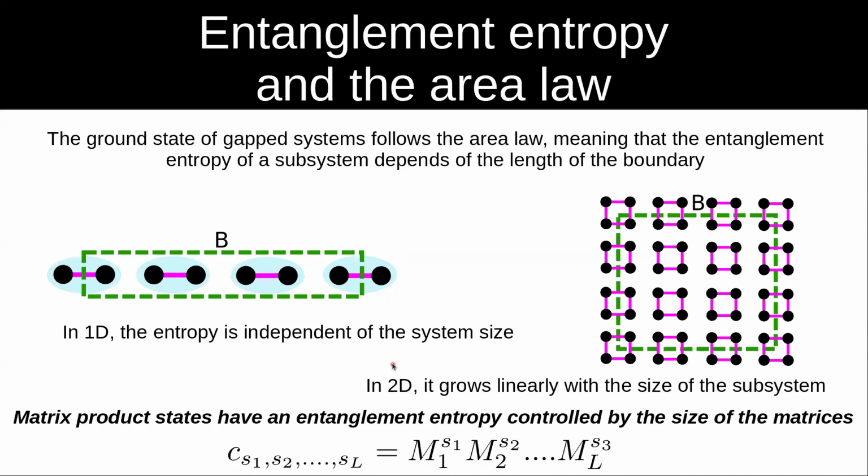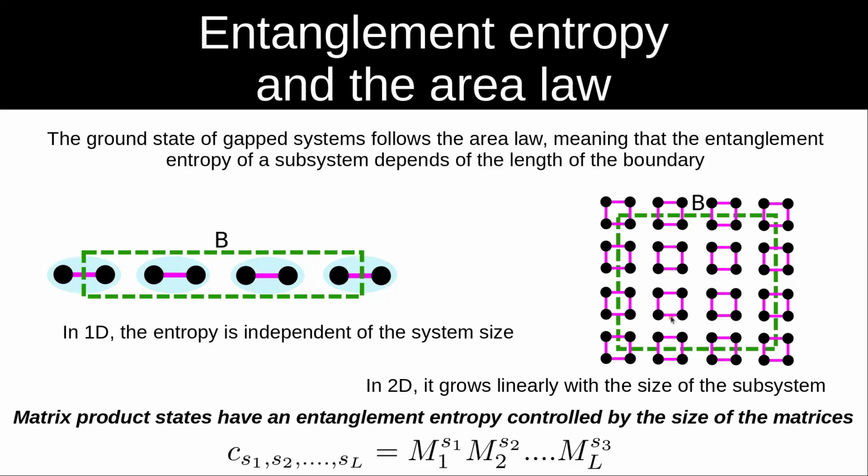In a 1-dimensional system, that area that separates the subsystem from the rest of the system are actually just 2 points, or this bond over here and this bond over there. And that's why the entanglement entropy didn't grow. Whereas in a 2-dimensional system, then the boundary actually grows with the size of your subsystem.